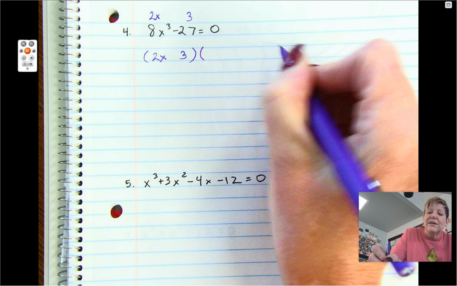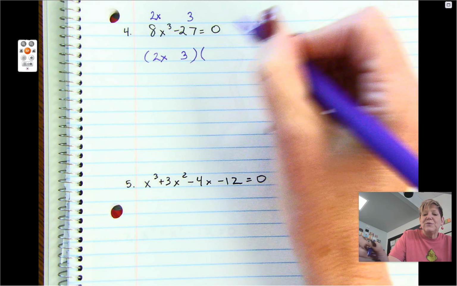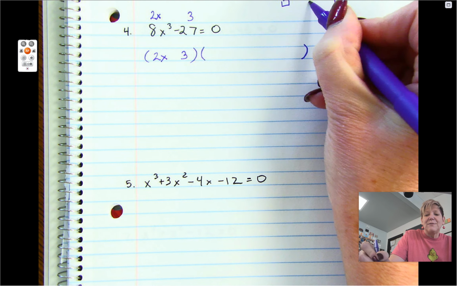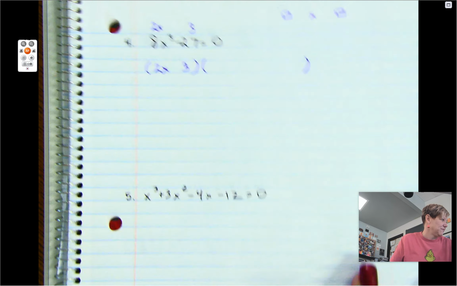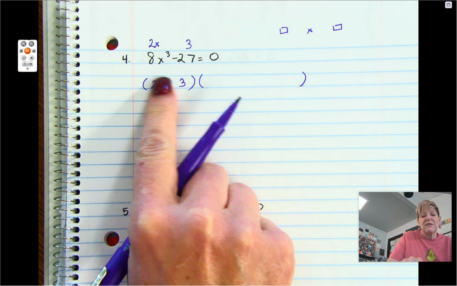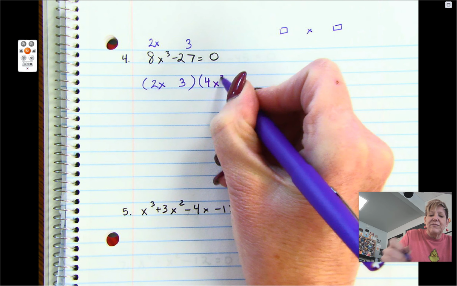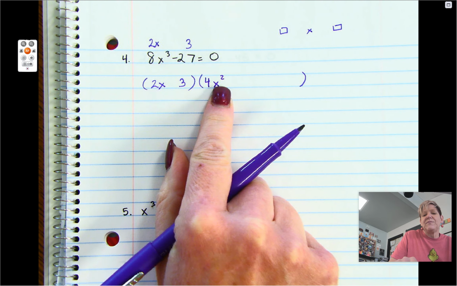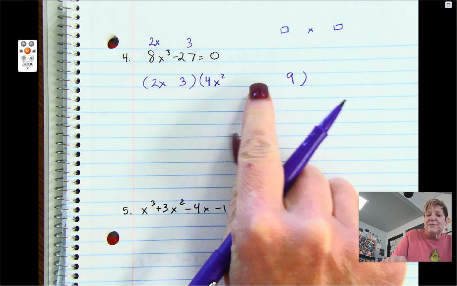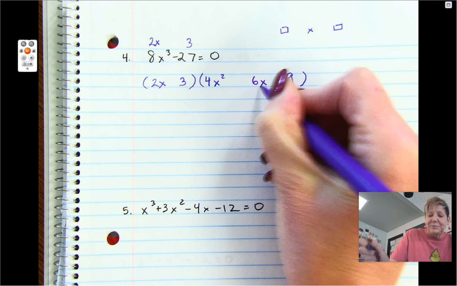Now, the pattern here is that you are going to square your first, square your last, and multiply the 2. So square your first. So square this guy here. 2 squared is 4, x squared, right? 2x squared is 4x squared. 3 squared is 9. For this middle term, we multiply these two, and we get 6x.